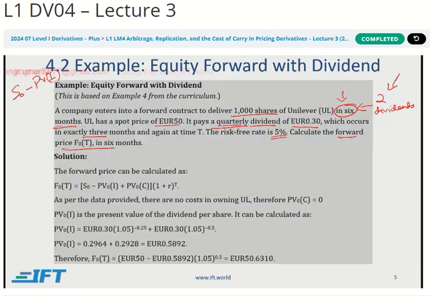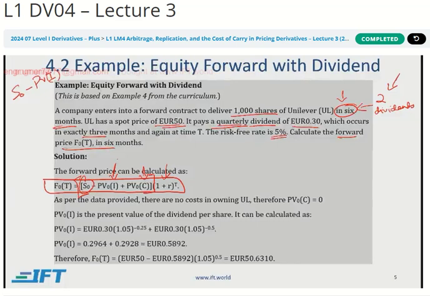Now let me demonstrate how we do this. First of all, the formula is straightforward. We're going to take the spot price, which is the 50 euros. We're going to minus the present value of income. We're going to add the present value of cost, if any. In this case, there will not be any. And then we will multiply the whole thing with 1 plus r to the power t.